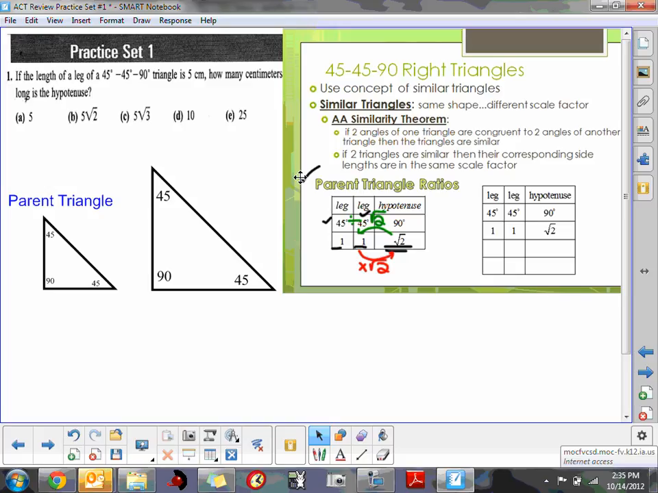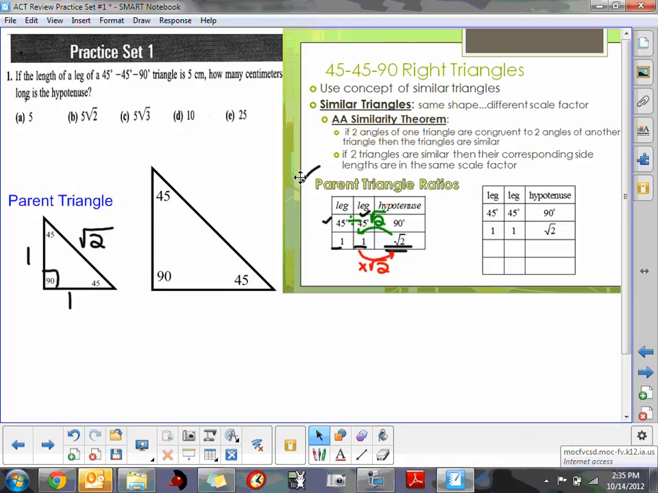So in our parent triangle that I'm looking at, the 45s are 1 and 1, and the side across from the 90-degree angle, the hypotenuse, which they'll either mark with a square or box in the corner, or they'll put the 90-degree angle there, is the square root of 2.